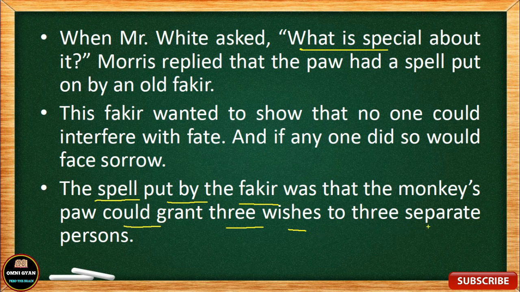However, in the story you see this concept of 3 separate persons is not clear actually, because in the story it is only Mr. White who asks the wish. They are 3 people, right? Mr. White, Mrs. White and Herbert, their son. But it is only Mr. White who goes for the 3 wishes. What the wishes are we will learn later, but here this concept is not a little clear. Anyways, this was the concept of the fakir. He put this spell on the monkey's paw that it could grant 3 wishes to 3 separate persons.